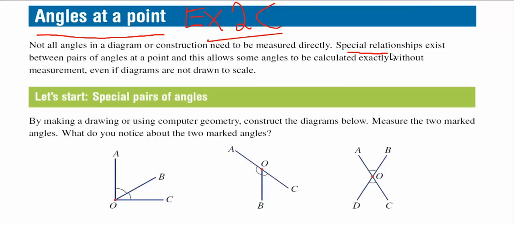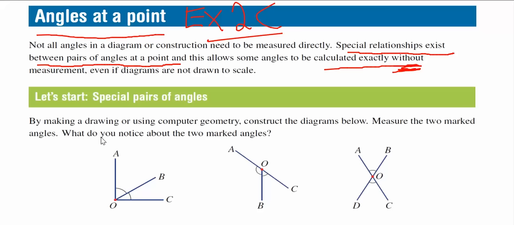Sometimes we get special relationships that are created or exist between pairs of angles that are created at a point. So as you can see here, where lines intersect with each other at a point, it creates different types of angles, and special relationships and conditions are created because of that. All right, and so this allows some angles to be calculated without actually having to measure them directly. Even if the diagrams are not drawn to scale or completely accurately, if they're given the right information, we can calculate missing angles.